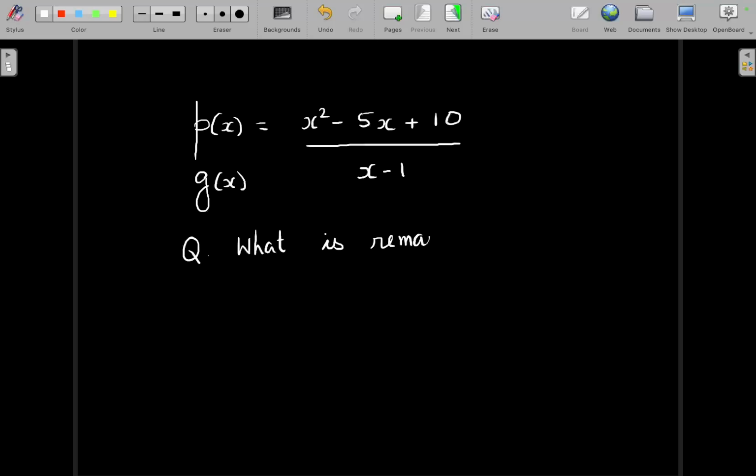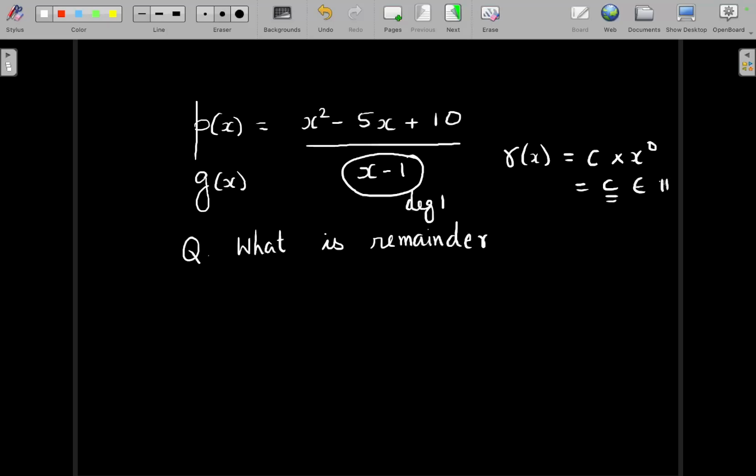I just want to remind you that the remainder is going to be a polynomial of degree 0, because the divisor here is of degree 1. So, the remainder is of degree 0, and that means that it is some constant, some number into x raised to 0, or some number c, where c is some real number. So, what is the remainder?